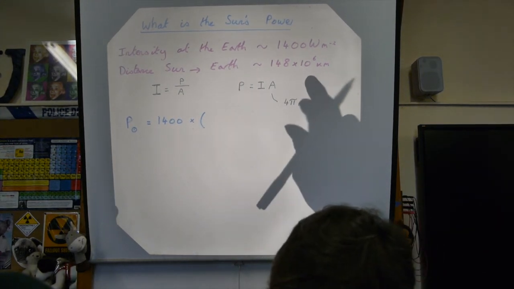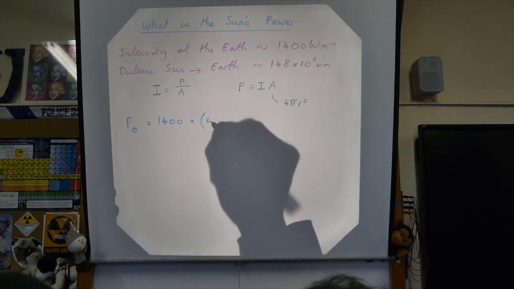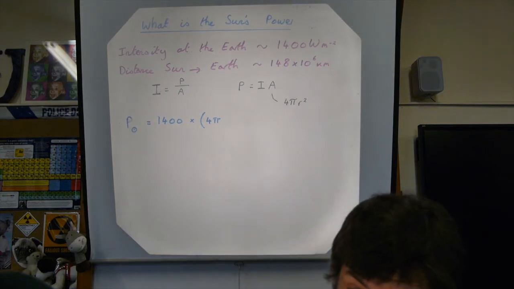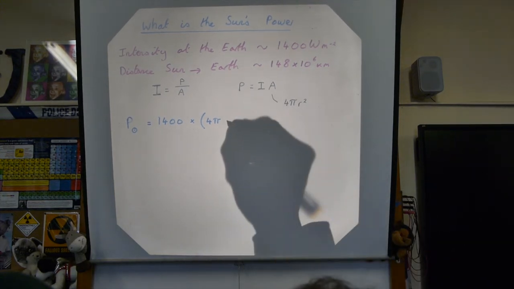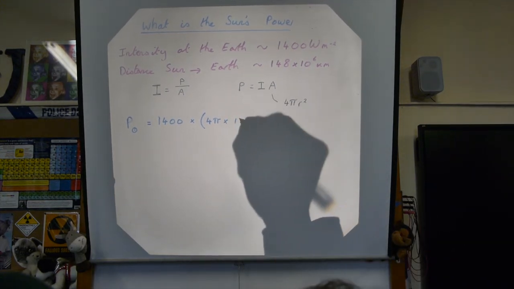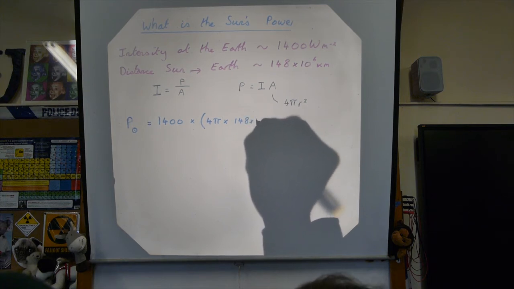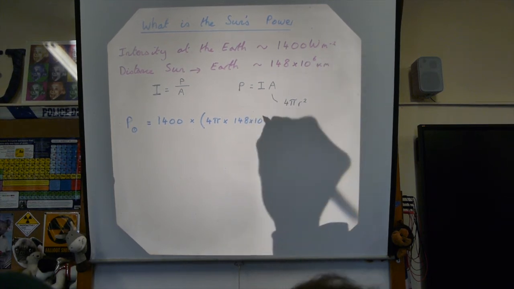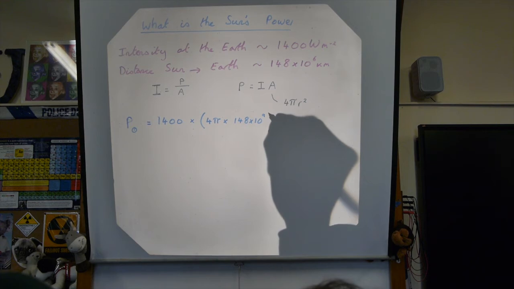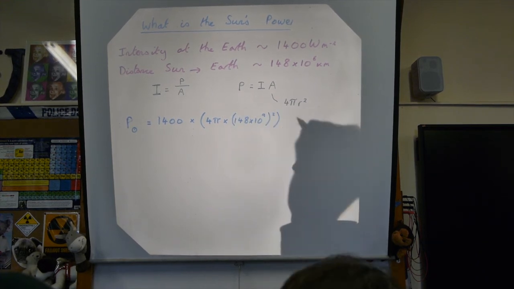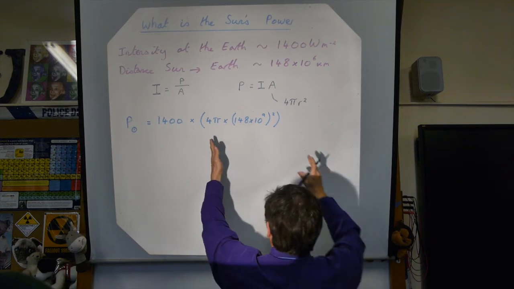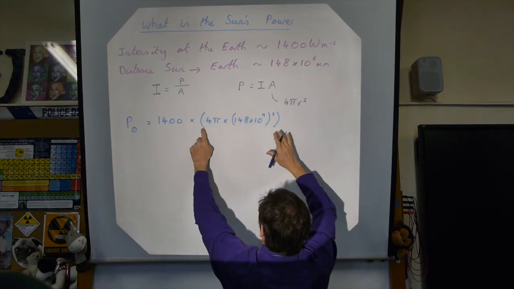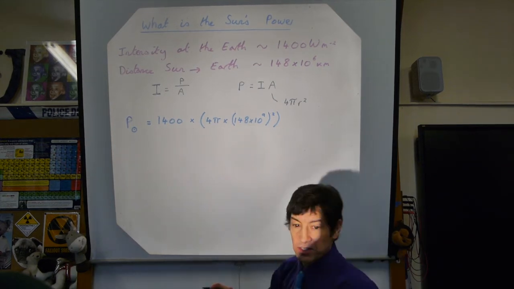And again, be careful with the units here. So I'll put it all in brackets just to show you. It's 4 pi r squared. And our r is 148 times 10 to the 9. And then it's that one squared. Obviously, you don't need the brackets here, but I'm trying to show you the two different terms. That's the 4 pi r squared term.